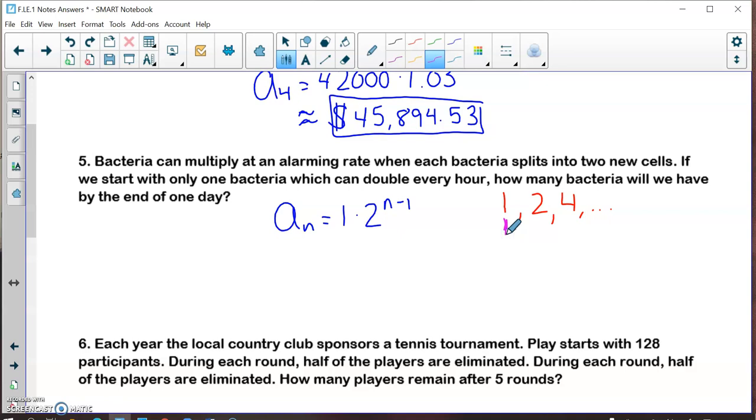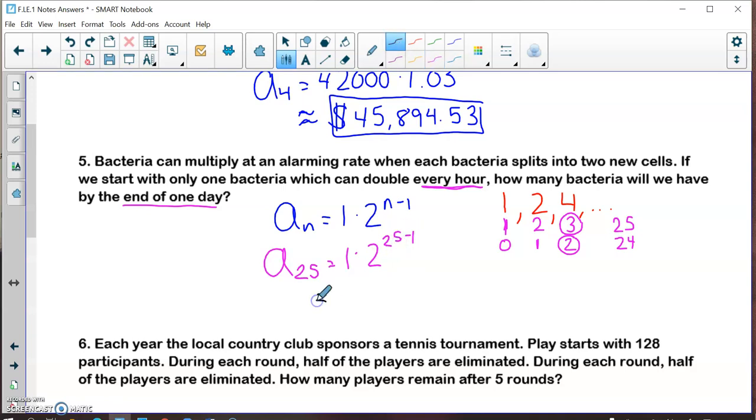This was at the very beginning of the day. An hour did not pass, so this was after 0 hours passed. My second term was after 1 hour passed. My third term was after 2 hours passed. And we want by the end of the day, which means 24 hours. So we want after 24 hours passed. The number of hours is 1 less than the term number. So we were really trying to find the 25th term of our sequence. So we're going to put 25 in for n.